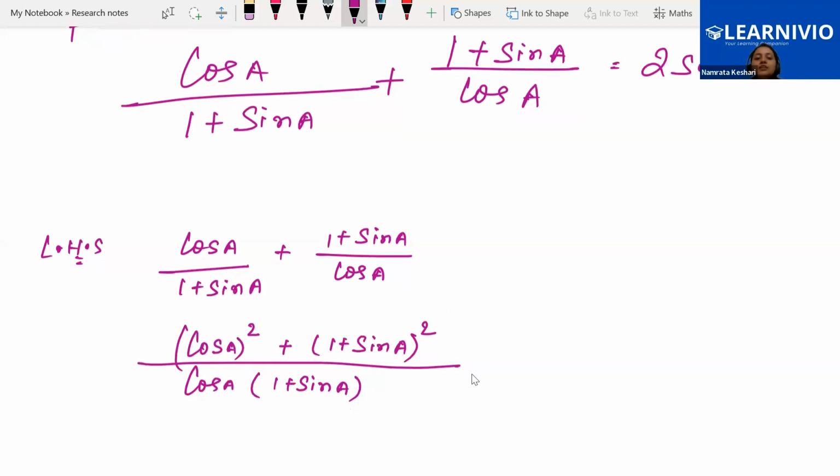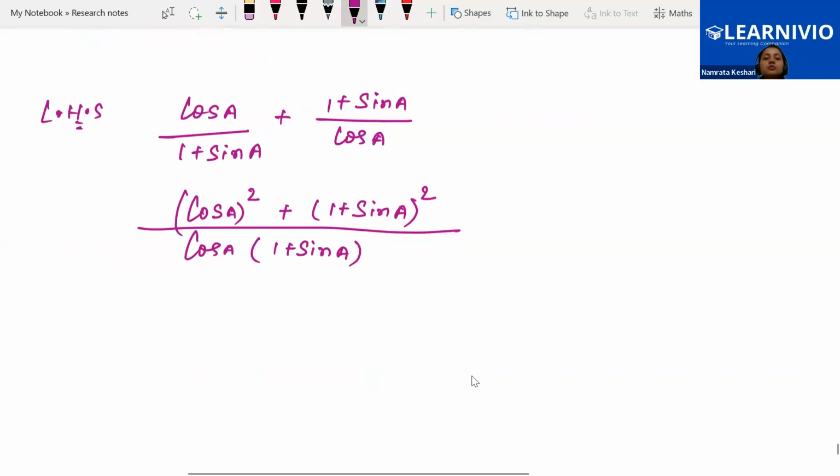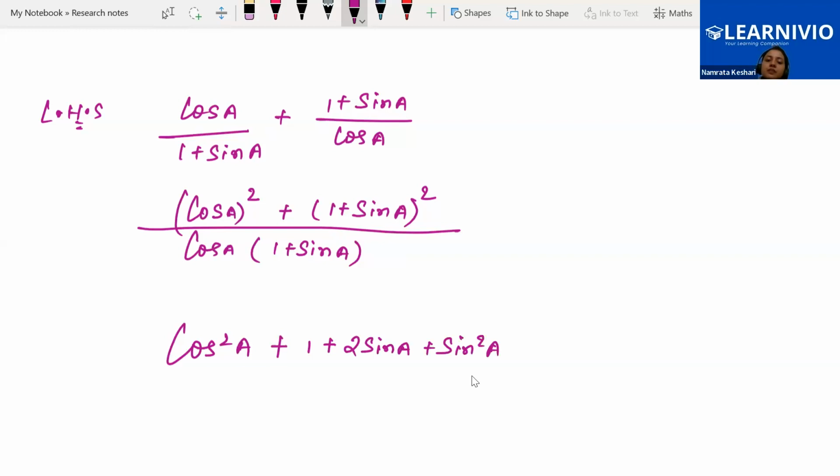Let's apply the formula of A plus B whole square, because we have to prove sec A but we don't know how to go there. Okay, this is completely a new question. So let's expand this: A plus B whole square is A square plus 2AB plus B square, by cos A into 1 plus sin A.